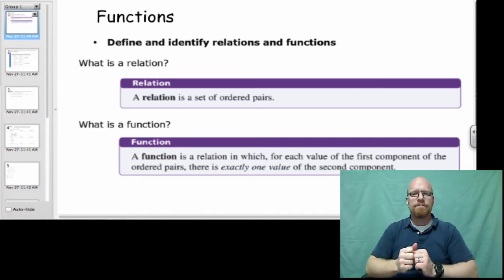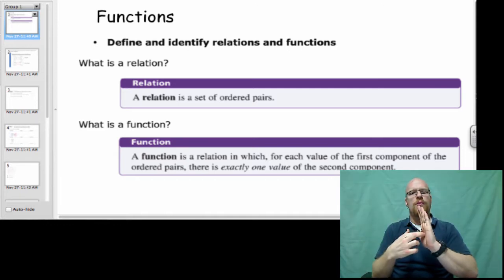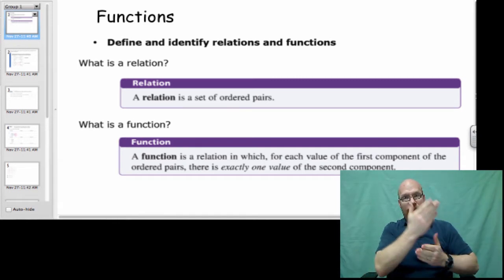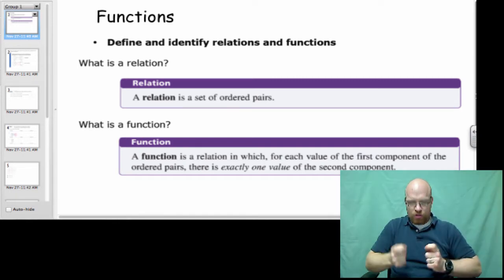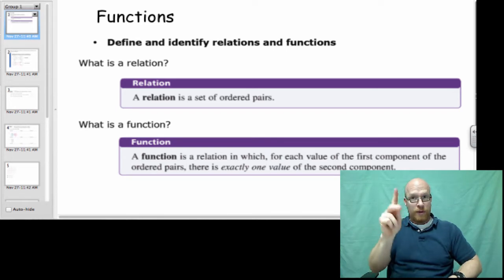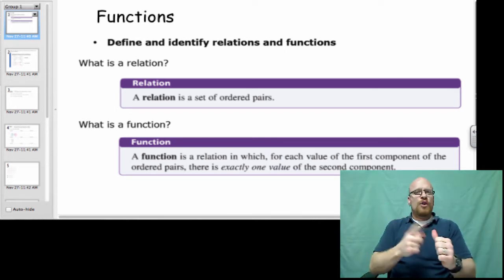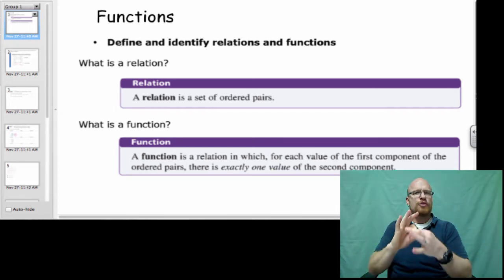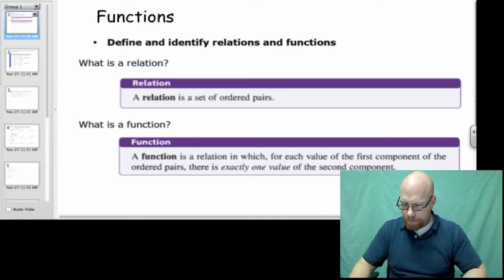Today in this vlog we're going to talk about functions. Now, a function is like a rule. It takes one number or one thing, applies the rules, and changes it, and out comes something else. So first we're going to talk about relationships.